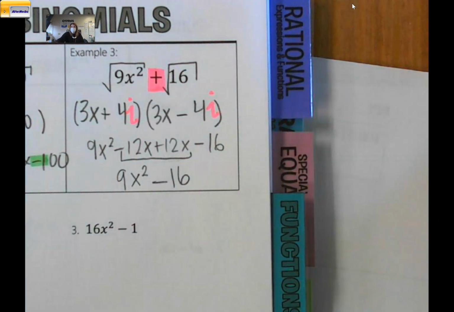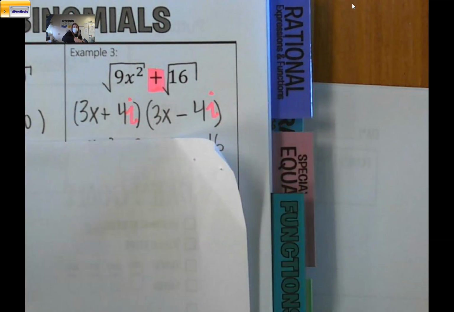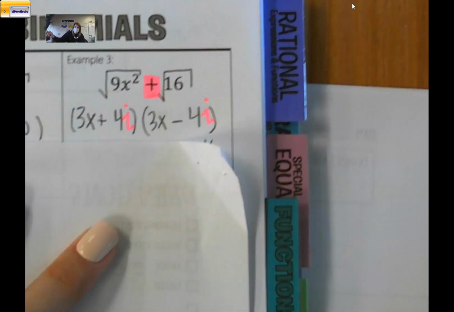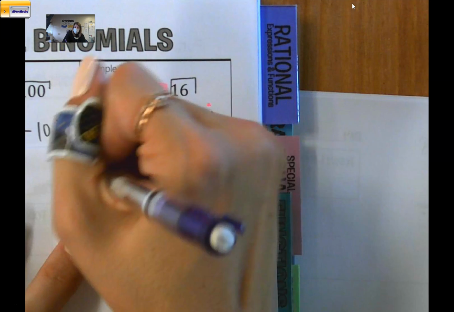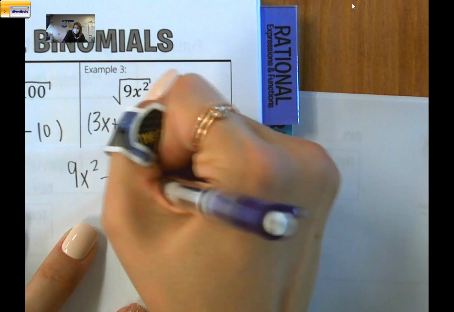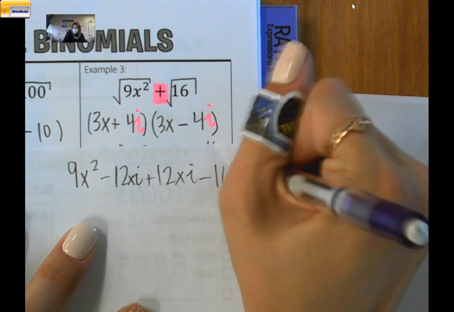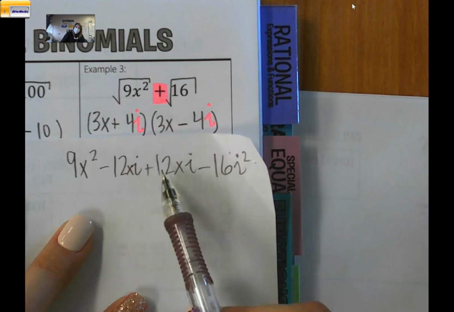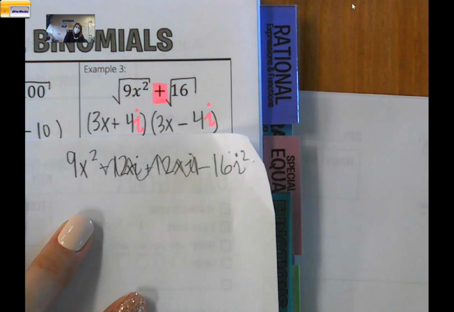Now for some of you guys, you don't need to know this next part, but I want to show it to you so that you understand why this works. So if this makes no sense to you, that's okay. It doesn't need to for you to be able to be successful on the quiz. So if I multiply these out, this is what I get. It's going to look kind of weird. I end up getting 9x squared minus 12xi plus 12xi. Those are going to go away, just like it did in all the other problems.